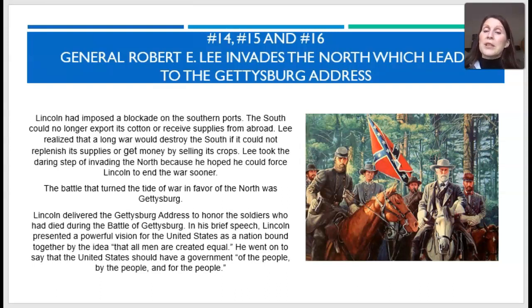The battle that turned the tide of the war in favor of the North was Gettysburg. Lincoln delivered the Gettysburg Address to honor the soldiers who had died during the Battle of Gettysburg. In his brief speech, Lincoln presented a powerful vision for the United States as a nation bound together by the idea that all men are created equal. He went on to say that the United States should have a government of the people, by the people, and for the people.